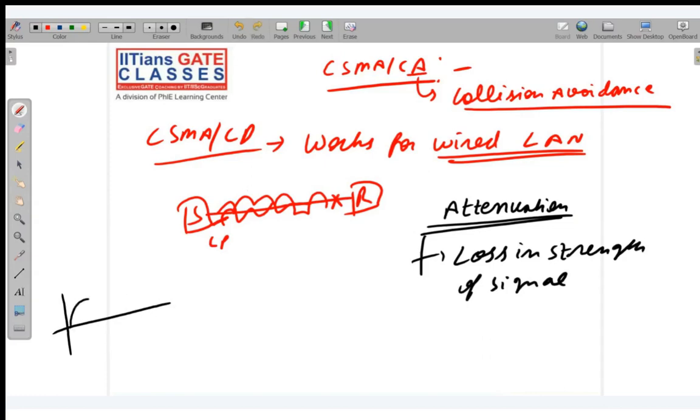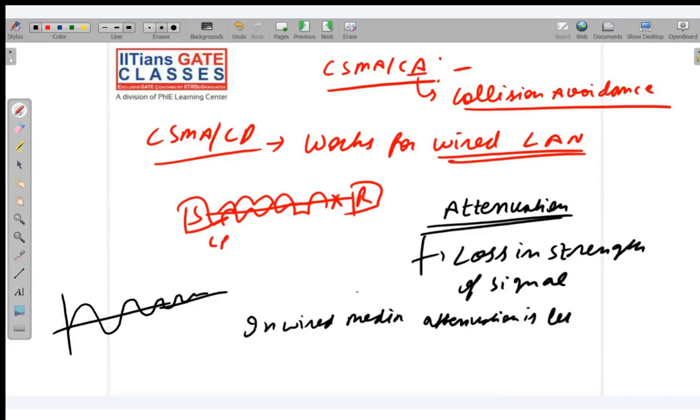Slowly it will keep on decreasing like this. This is attenuation. Attenuation means loss in strength of signal. So in wired media, attenuation is very less. Why is it less? Because resistance is very less in wired media. But in wireless media, attenuation is very high.